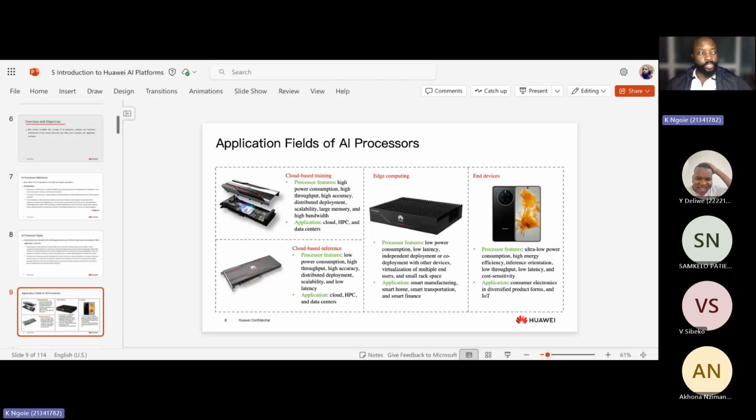Are you guys able to see my screen? Can you guys see my screen? Yes, sir, we can. Okay.